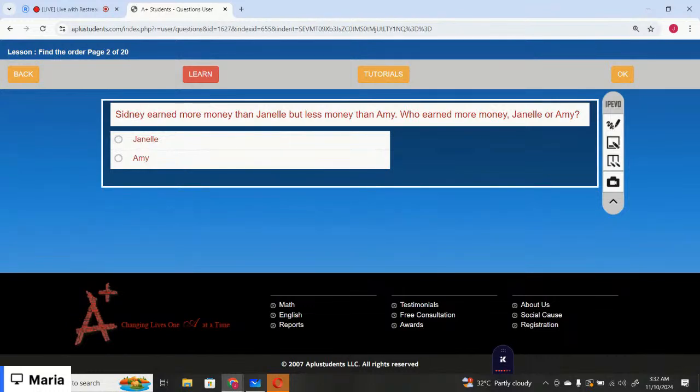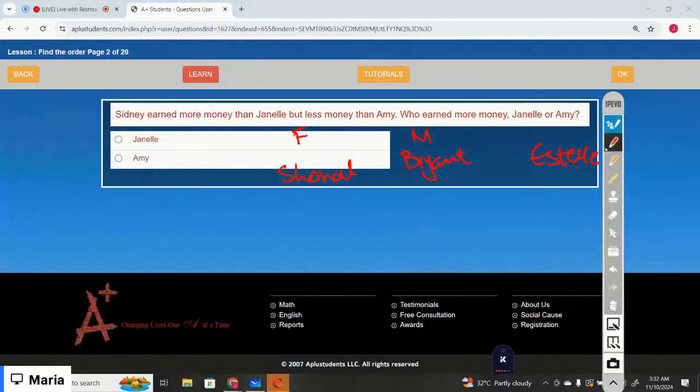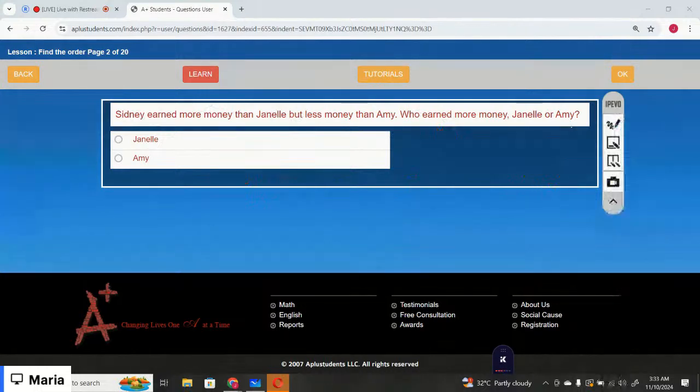Sydney earned more money than Janelle but less money than Amy. Who earned more money, Janelle or Amy? So Sydney earned more money than Janelle. Here you have Sydney, he earned more than Janelle but less money than Amy. So who earned more money? Which is the correct option? Amy earned the most. The correct option is Amy.